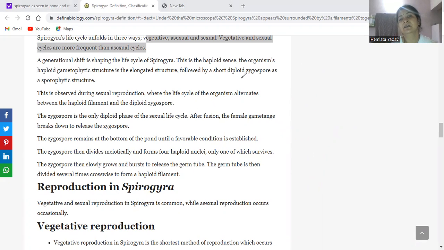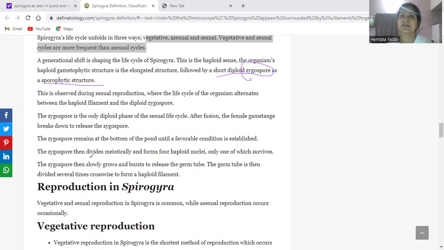And when the two gametes fuse, they form a zygospore, and that zygospore is a sporophytic structure. That is a single cell which is covered by a tough outer boundary. That is the only structure which is diploid. And therefore, we can see that the zygote is going to undergo meiosis.